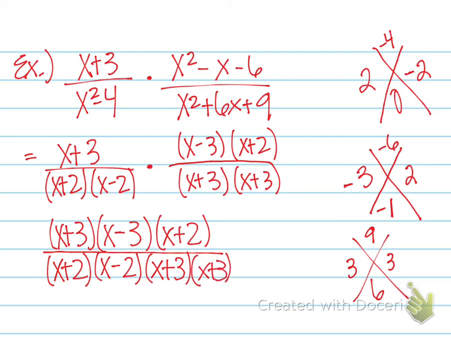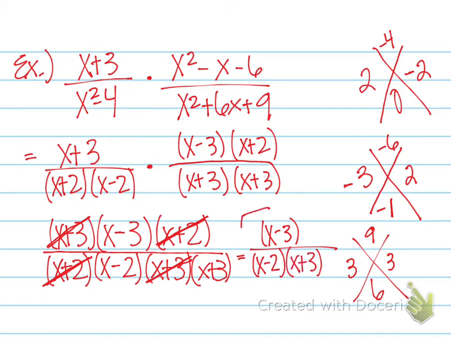Now, we have to cross out a pair that's on the top and the bottom. So, here's an x plus 3, and here's an x plus 3. Here's an x plus 2, and here's an x plus 2. Is there anything else I can cross out? No. So, we are left with x minus 3 on top, and x minus 2 times x plus 3 on the bottom.